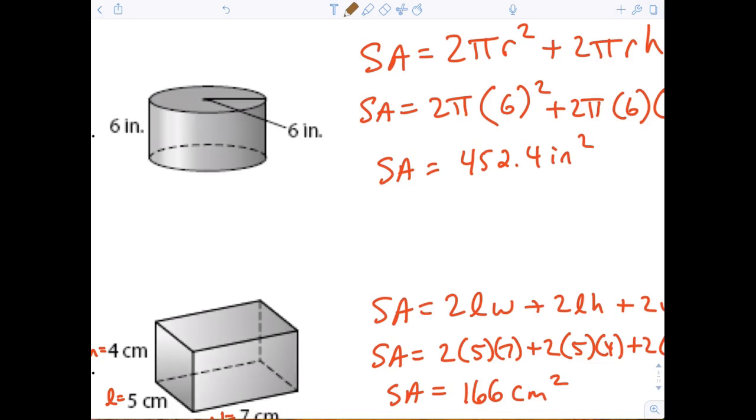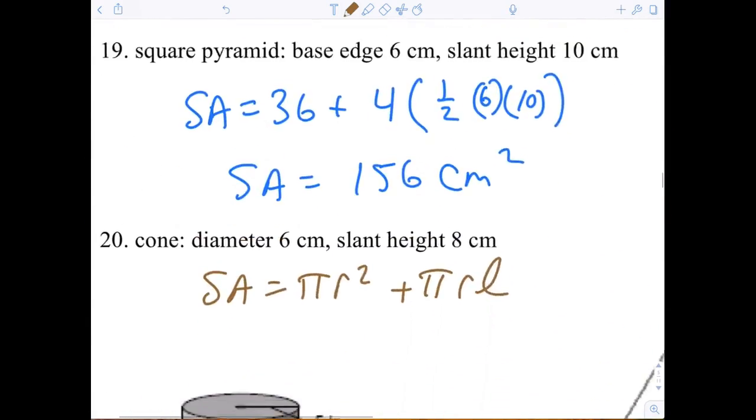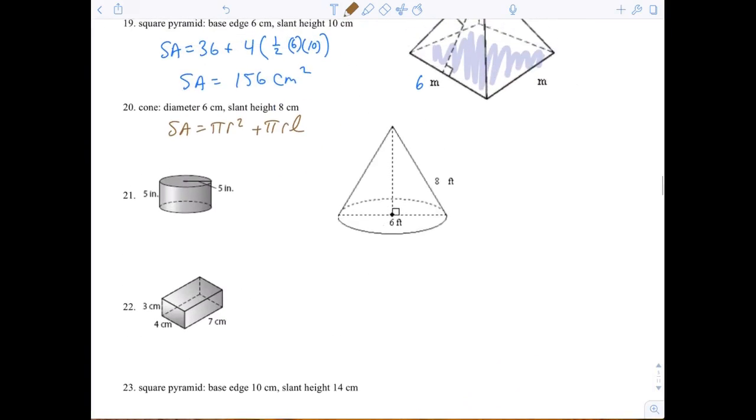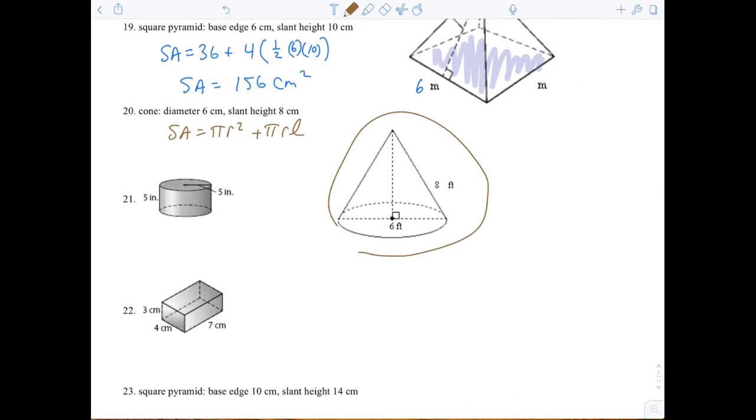A cylinder and a cone are not the same thing. Let me look and see what the shape is. Oh, it's a cone. That's a cone. That's what we're doing in number 20.